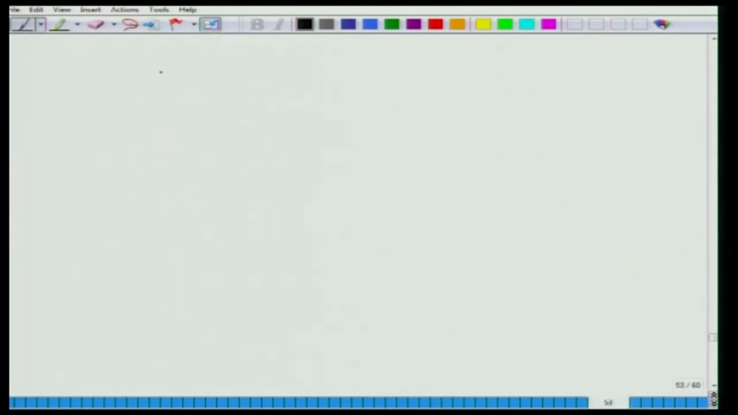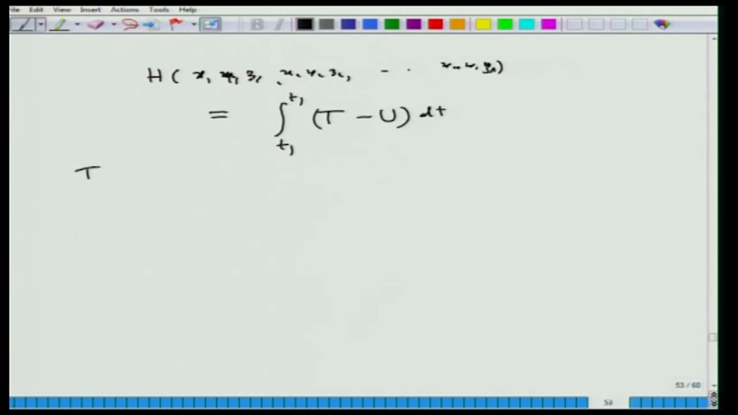So, here we consider the functional H, which is a function of x 1, y 1, z 1, x 2, y 2, z 2 and so on, x n, y n and z n. These are functions of t, and we take the integral from t 1 to t 2 of T minus U dt, where T is the kinetic energy, given by half summation m i x i dot squared, and U is a function of x 1, y 1, z 1 and so on to x n, y n, z n.